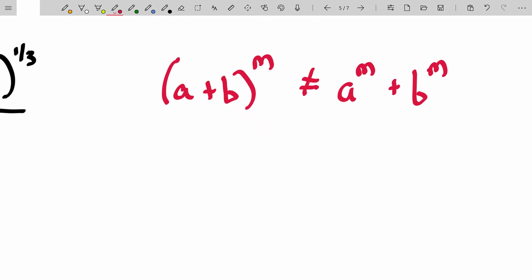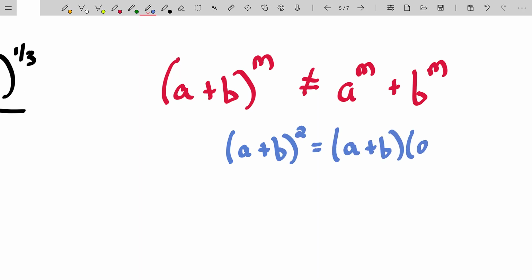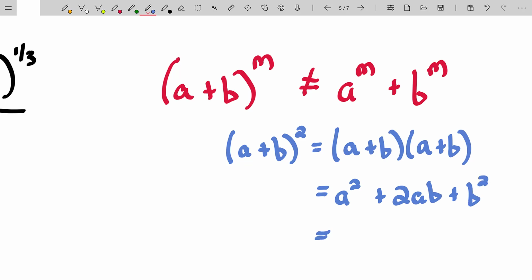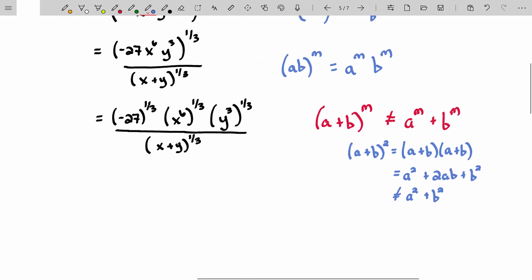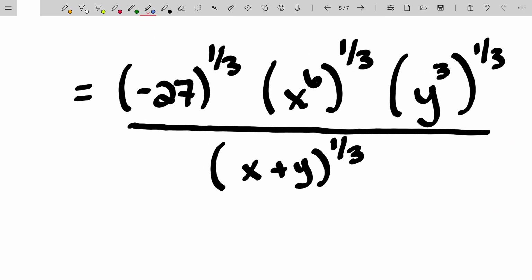And you can easily see that if you just take an example like (a plus b) squared. That's the same thing as (a plus b) times (a plus b), which is the same thing as a squared plus 2ab plus b squared, which is definitely not a squared plus b squared. So there you go. That's a simple example as to why this red statement up here is not true. All right. So we cannot distribute, in quotes, this 1/3 power to that x plus y. It's just going to sit as a power on x plus y. There's nothing you could do about that.